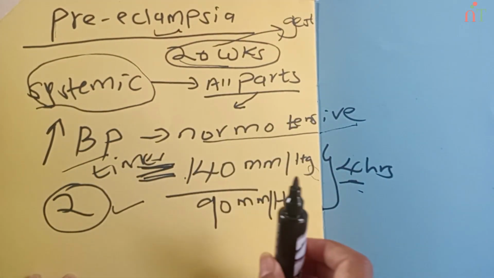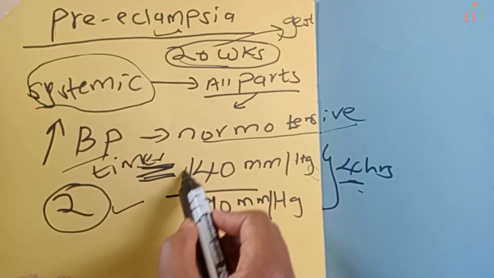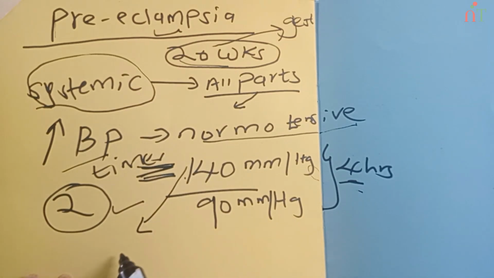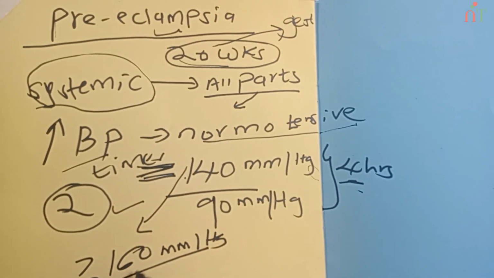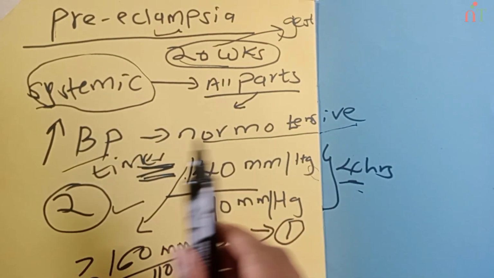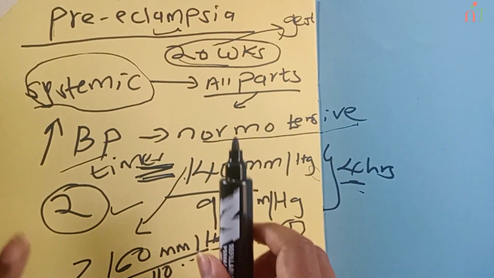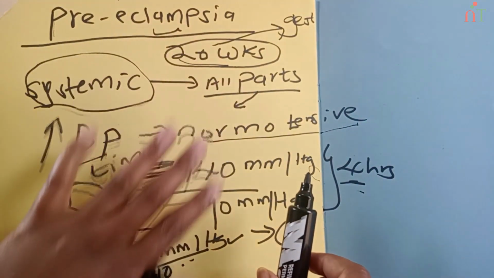And another way that you can know that this patient has preeclampsia is when the systolic blood pressure is greater than or equal to 160 millimeters of mercury, and the diastolic blood pressure is greater than or equal to 110 millimeters of mercury, and you've taken this reading at least one time. It is also a clear indication that this patient has preeclampsia. So that is the characteristic of the blood pressure.